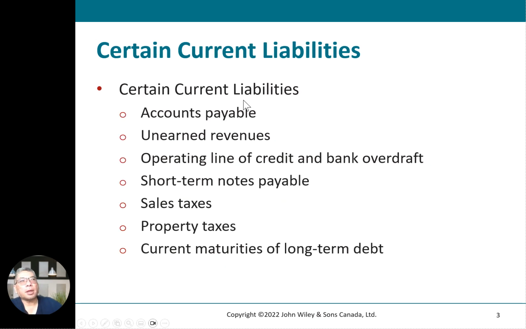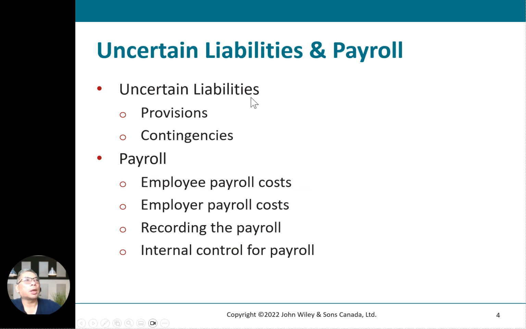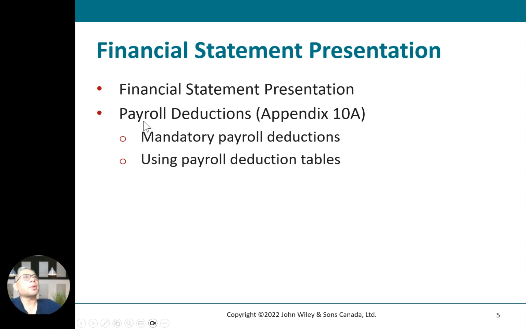Certain current liabilities include accounts payable, unearned revenues, operating line of credit and bank overdraft, short-term notes payable, sales tax, property tax, as well as current maturity of long-term debt. Uncertain liabilities include provisions and contingencies. For payroll, we will cover employee payroll costs, payroll reporting, and internal control of payroll.